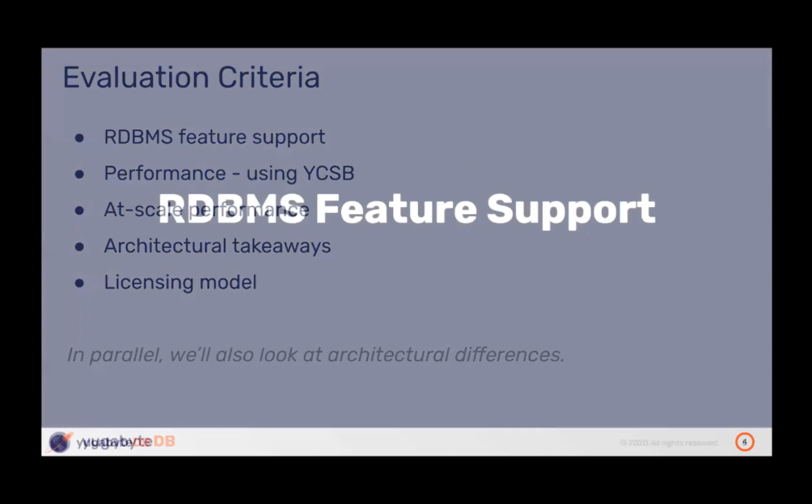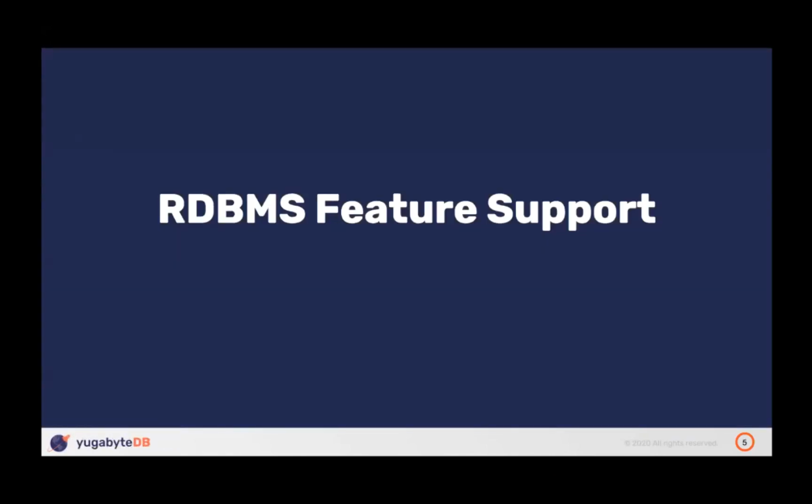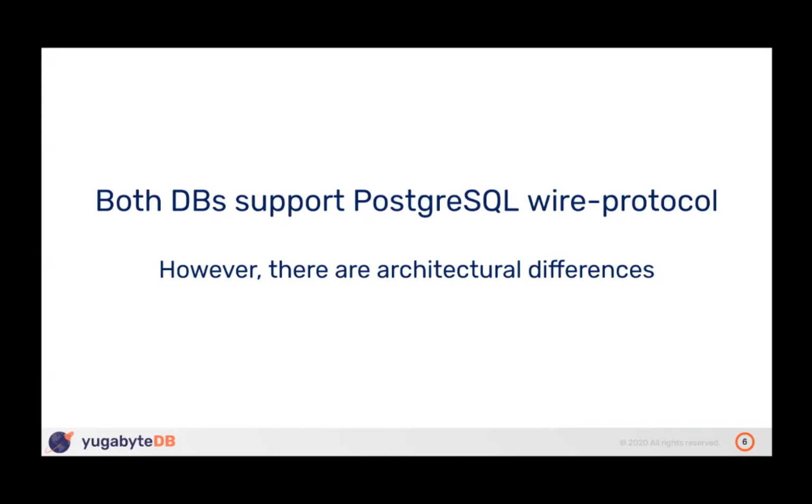Okay, so let's get started with each of these. Firstly, RDBMS feature support. Both databases are Postgres wire protocol compatible, like CockroachDB and YugabyteDB. But there are some subtle differences with respect to whether a database only speaks and understands the Postgres wire protocol versus whether it offers all the features that PostgreSQL actually has.